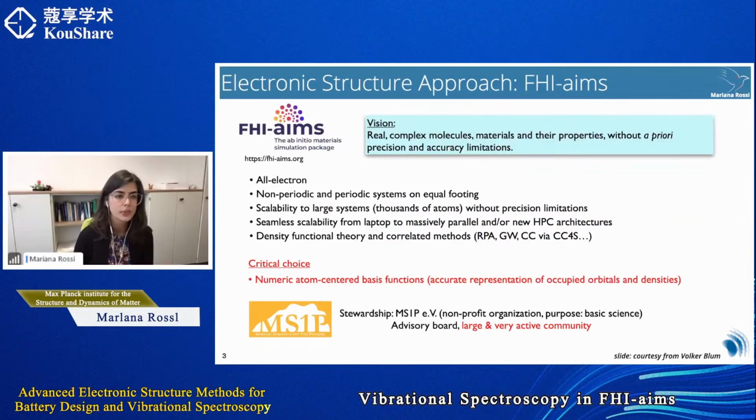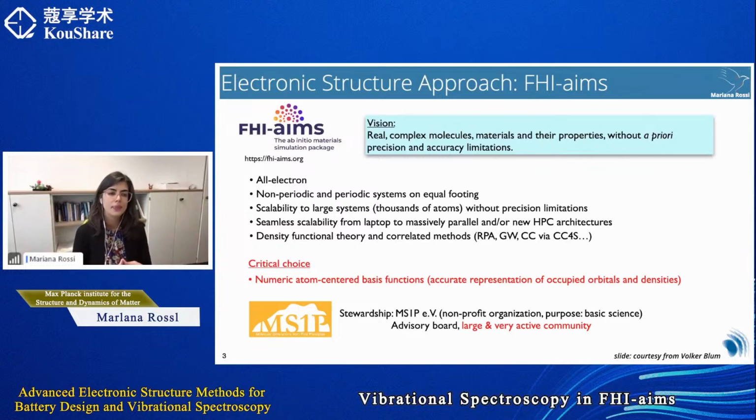So moving on to talking about FHI-aims itself. FHI-aims is a code that started around 20 years ago at the Fritz Haber Institute in Berlin. The code was developed with the vision written here: that we wanted an electronic structure code that could really treat realistic and complex molecules and materials and give a prediction of their properties from the point of view of electronic structure without sacrificing accuracy even when you go to large sizes, right?